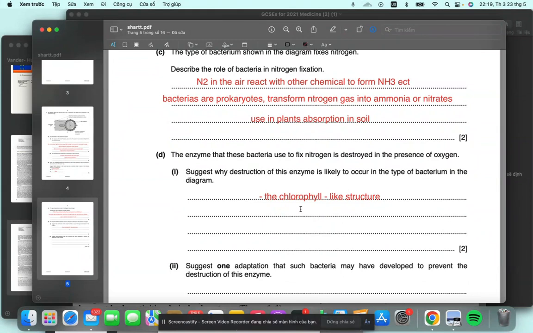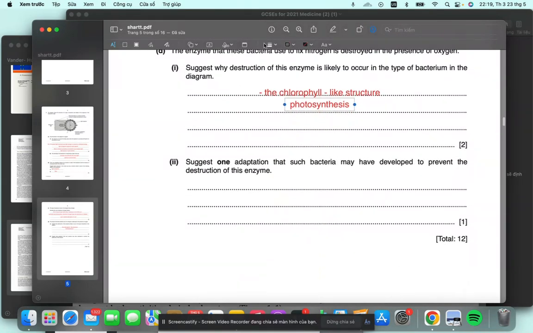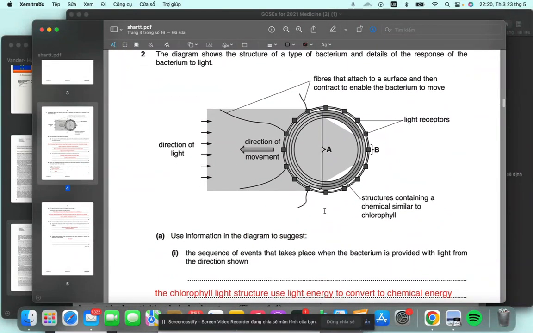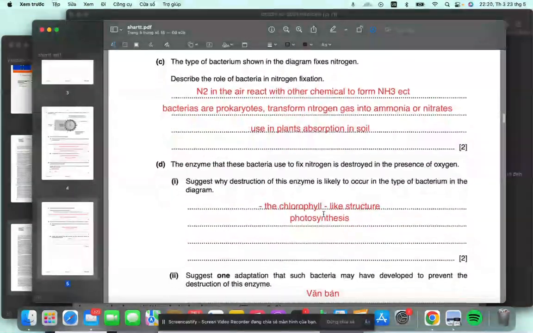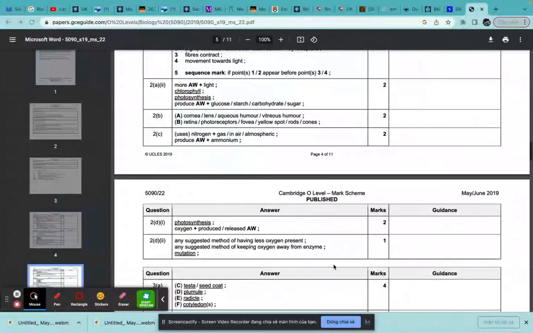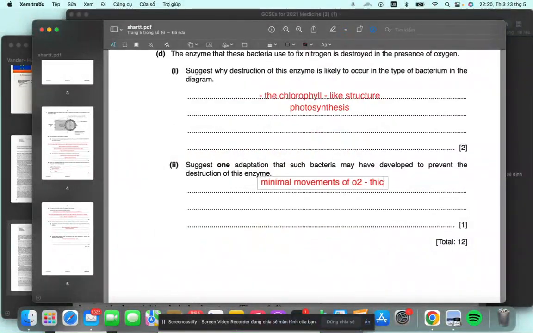So it's going to produce what? It's going to use light to produce nitrogen to use for nitrogen fixation. So, photosynthesis-like. One adaptation the bacteria may have developed in order to prevent oxygen entering: we have a thick wall, minimal movement of O2, thick walls.